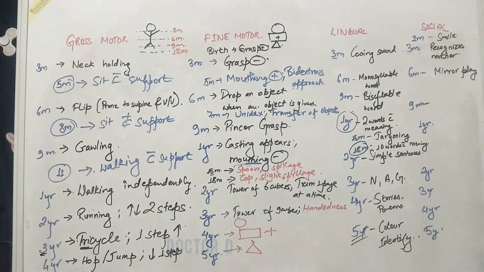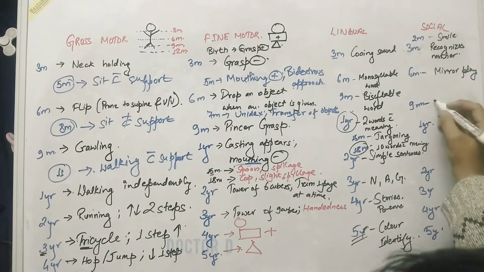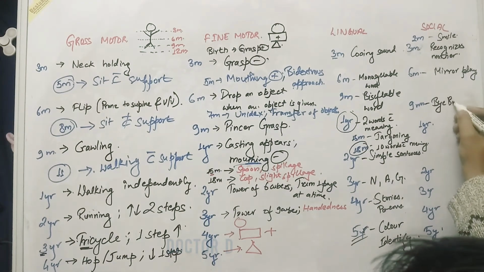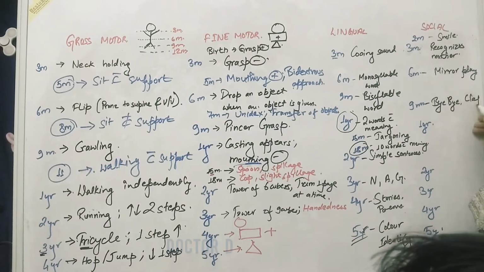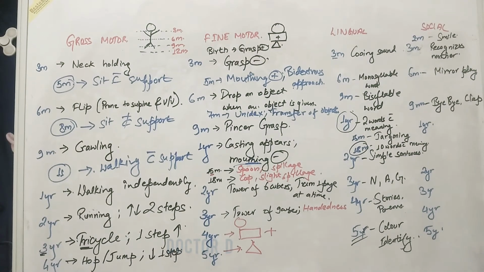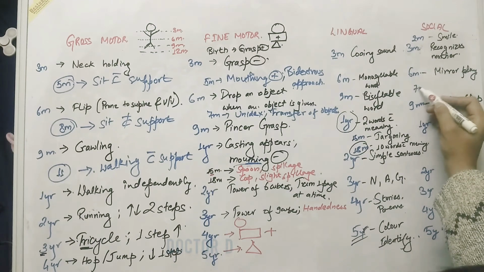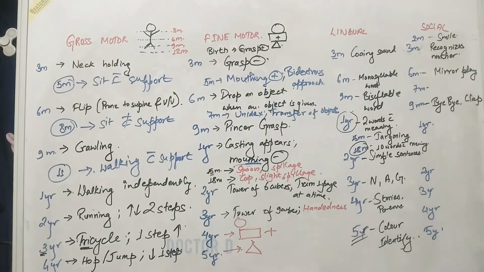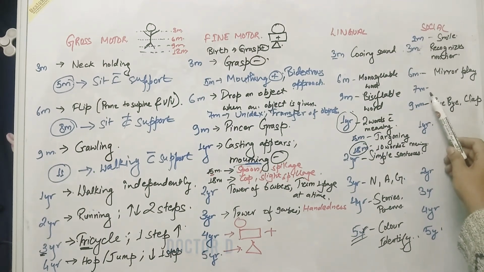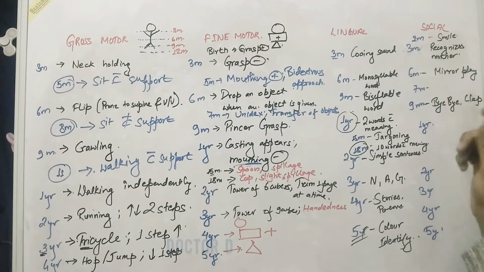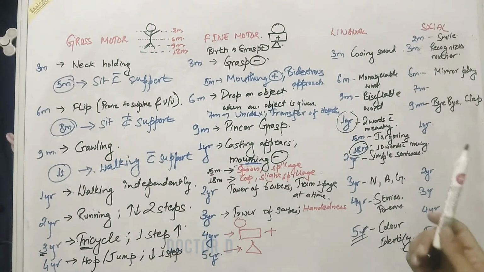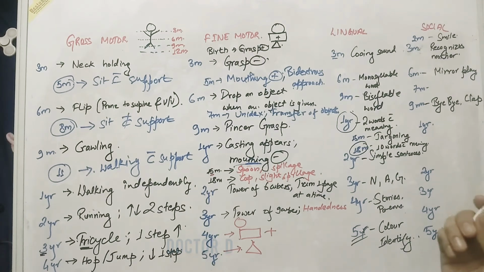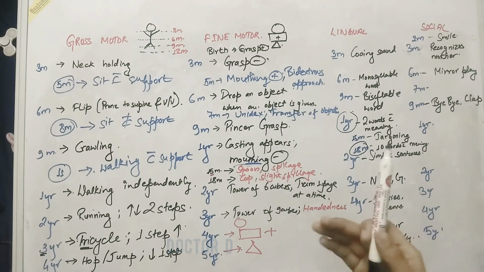At the end of 9 months, the child is able to say bye bye and clap. One more important event occurs between 6 and 9 months, at the end of 7 to 8 months. Let's say 7 months. I studied 7 months in my book, so I will be mentioning it to be 7 months. At 7 months, the child will develop anxiety to strangers. Like the infant cries a lot when handled by people who he or she does not recognize.